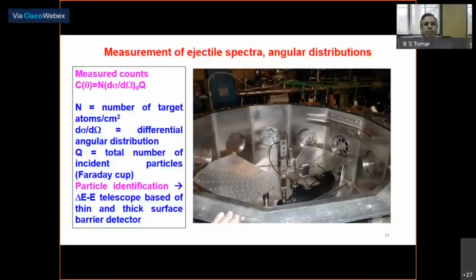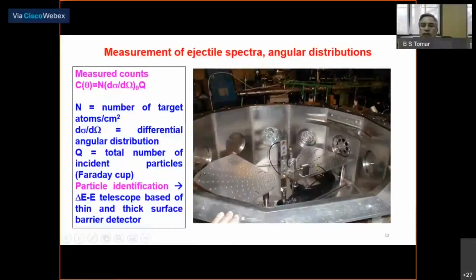Okay. Measurement of ejectile spectra and angular distribution. Suppose you are doing an online experiment wherein you want to determine the emitted particles like protons, alpha, neutrons, and so on, and detect angular distribution. So here I have shown a photograph of a scattering chamber. Normally, the scattering chamber is a 1 meter diameter, big chamber, because you want to vary the angle very, very minutely, maybe millisteradians.